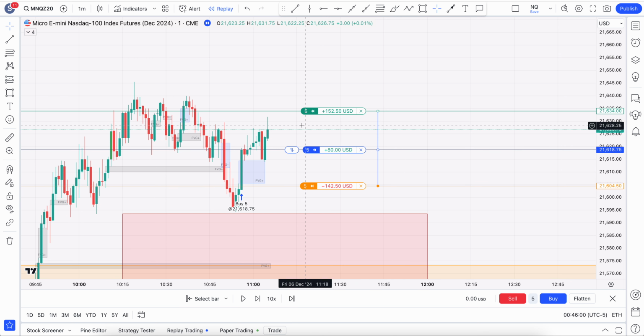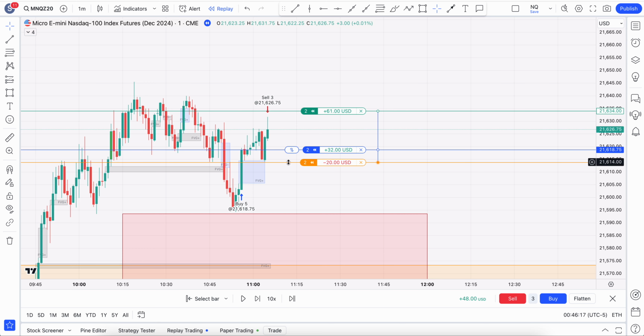So almost touched the take profit level here. At this point, just to be safe, I would close 3 micros, and then I'm also gonna move my stop loss below this low. Okay, we are only $20.